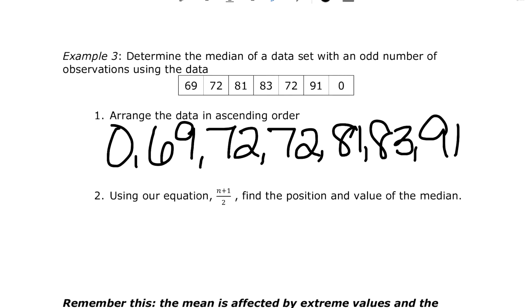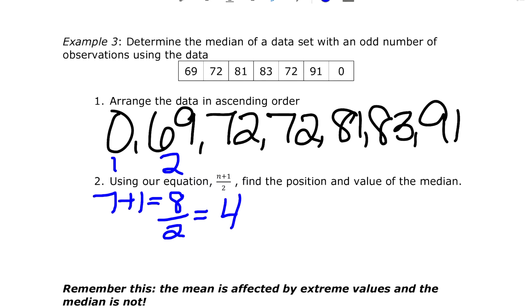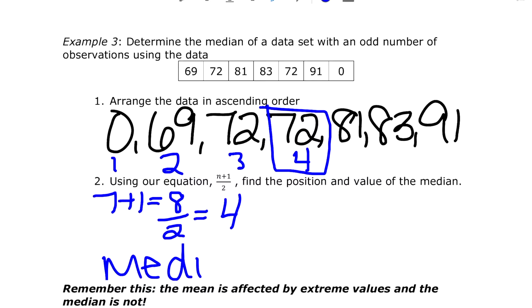Sorry, I thought I missed one. Okay, so now we're going to use the equation n plus 1 over 2 to find the position of our median. So our n in this case now is 7 plus 1, that's going to be 8. Then divide it by 2, 8 over 2 is 4. So I need to go find the number that's in the 4th position. So 1, 2, 3, 4. 72 is in the 4th position. So my median is equal to 72.